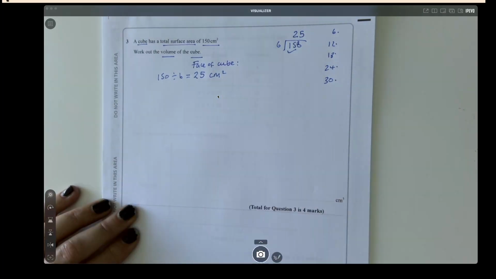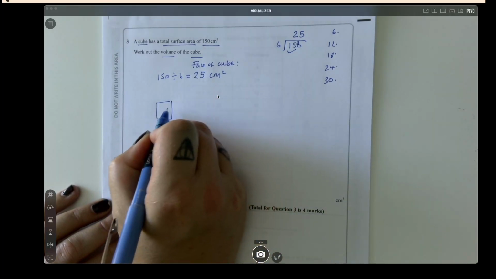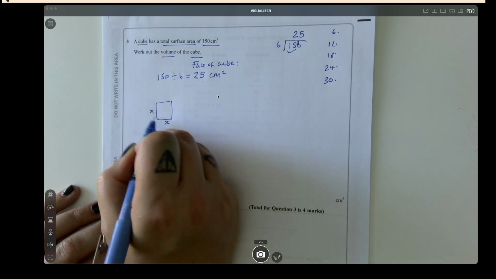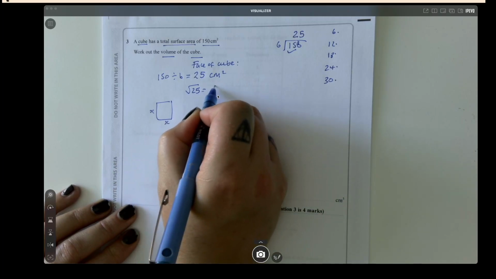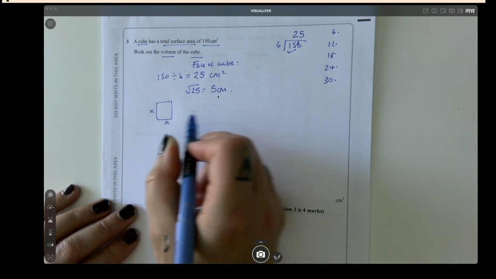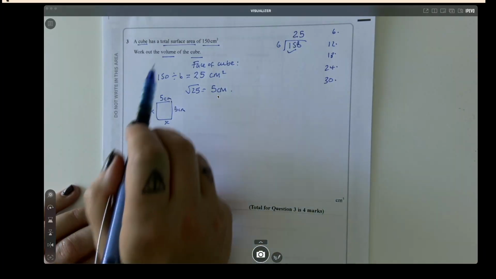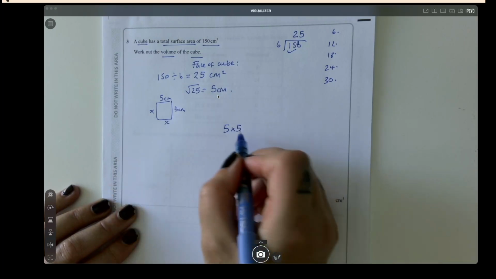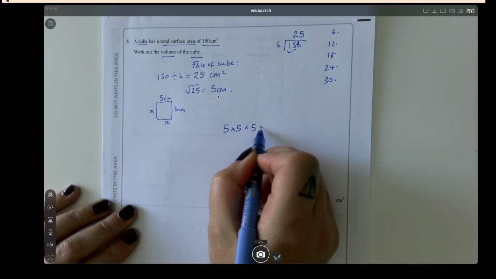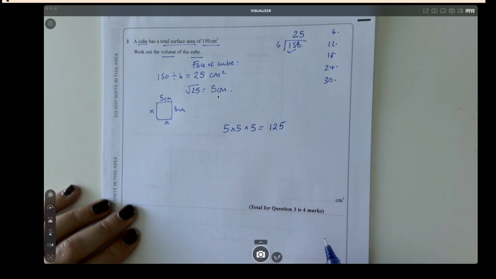Now the faces are squares, so I can find the side length because it would be x times x. We've multiplied the length by each other to get 25. So the square root of 25 is 5. So that tells me that each edge of the cube is 5 centimetres. So now I can find the volume because I would do the area of the face of the cube times the depth of the cube, which is going to be 5. So 5 times 5 times 5 is 125 centimetres cubed.